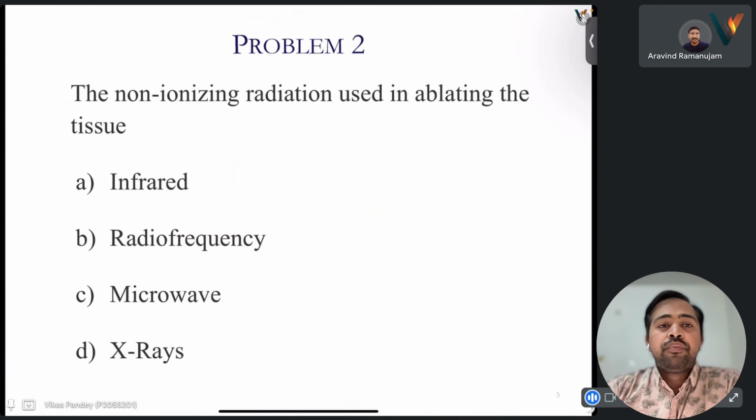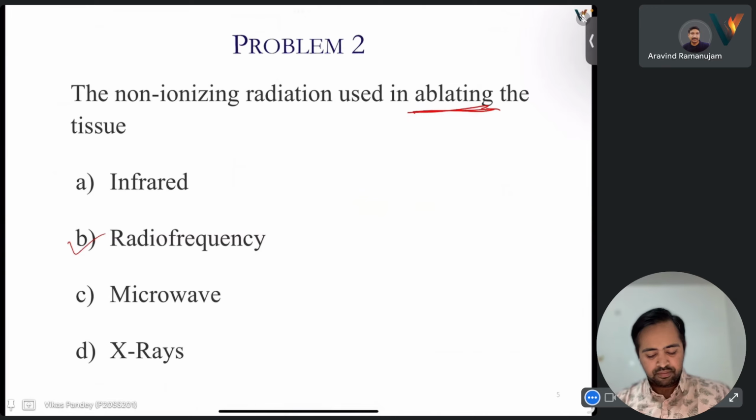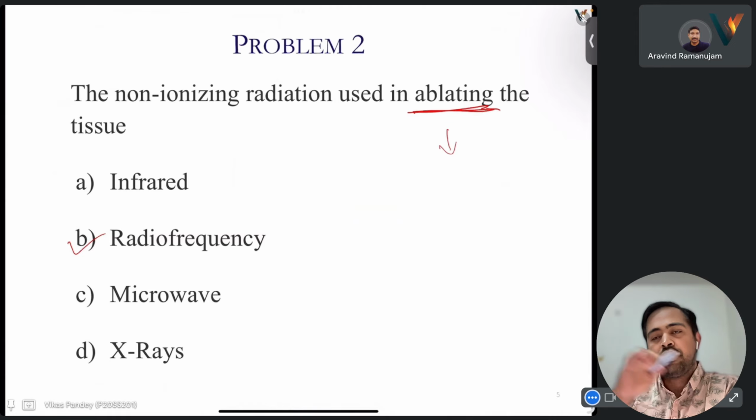Okay. So the non-ionizing radiation used in ablating the tissue is infrared, radio frequency, microwave, or X-ray. Radio frequency. And what is ablation? The burning of the tissue. Burning or killing, we can say, and creating a lesion where the electrical signal cannot pass through. We are creating a hurdle for the electrical signals.